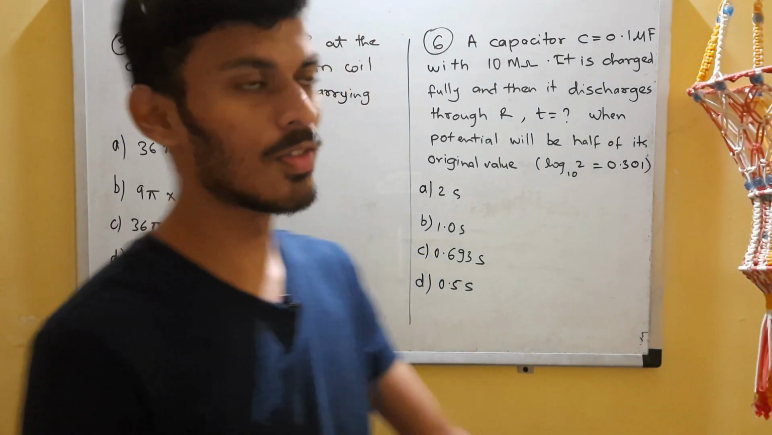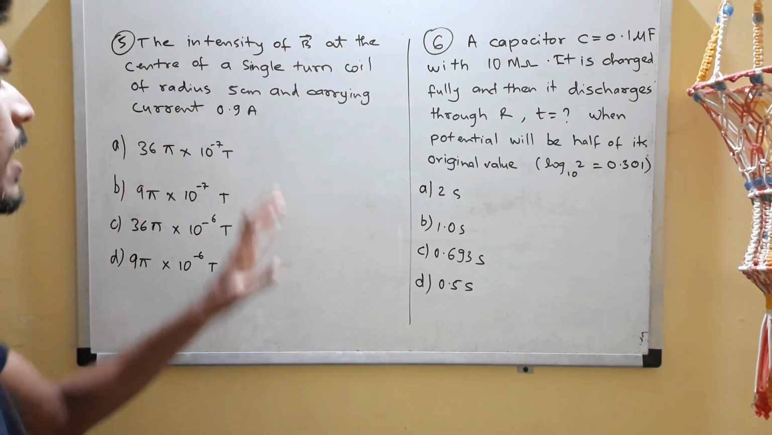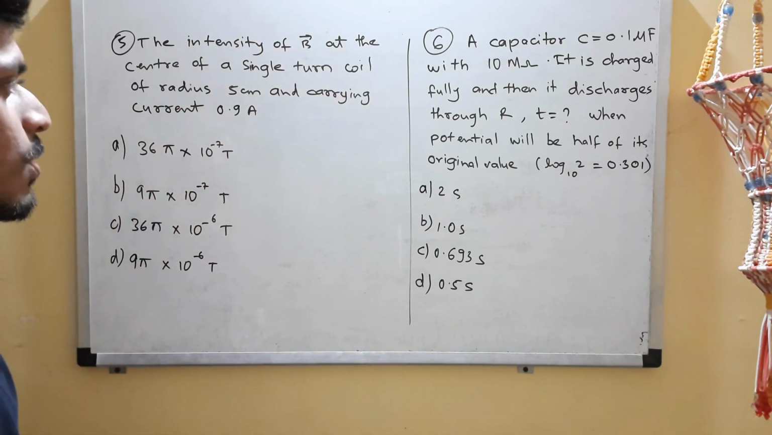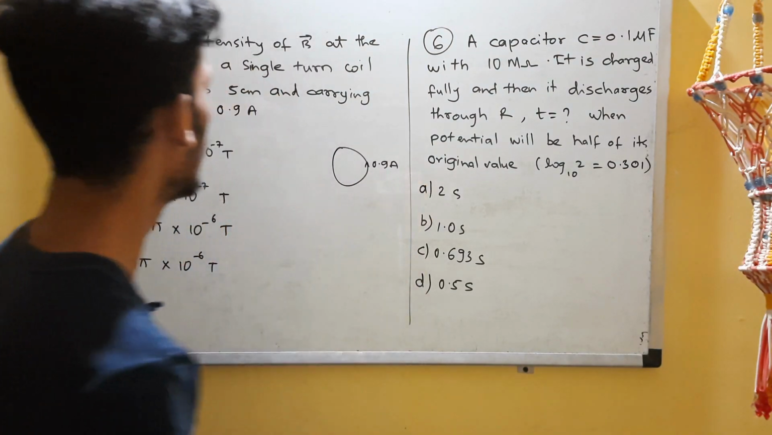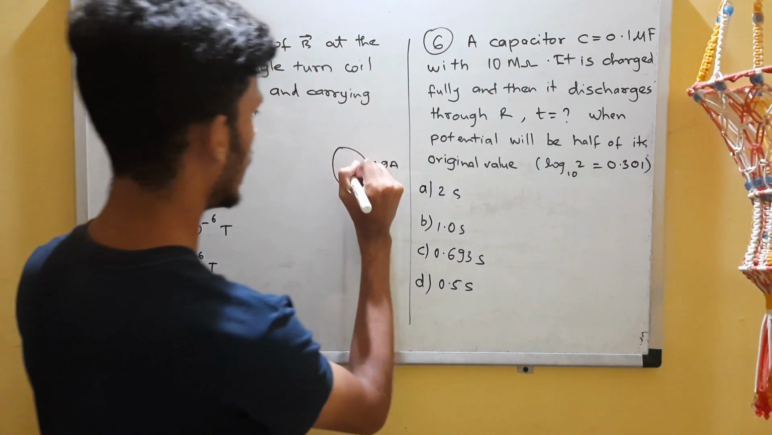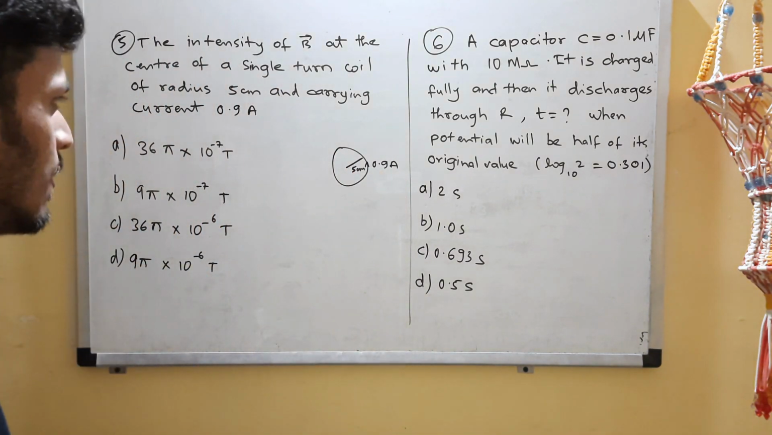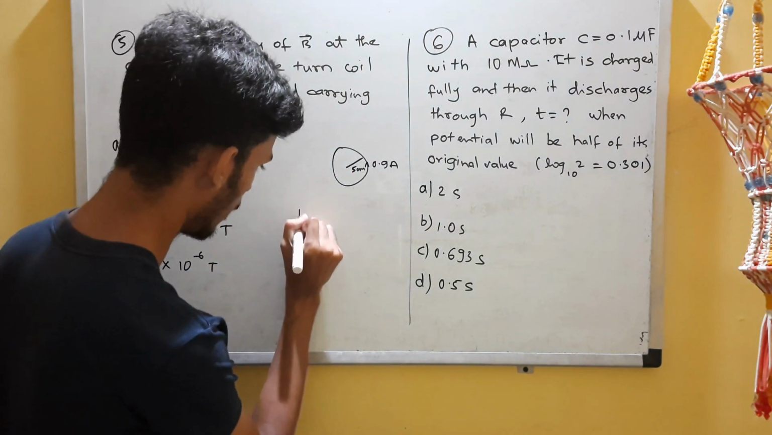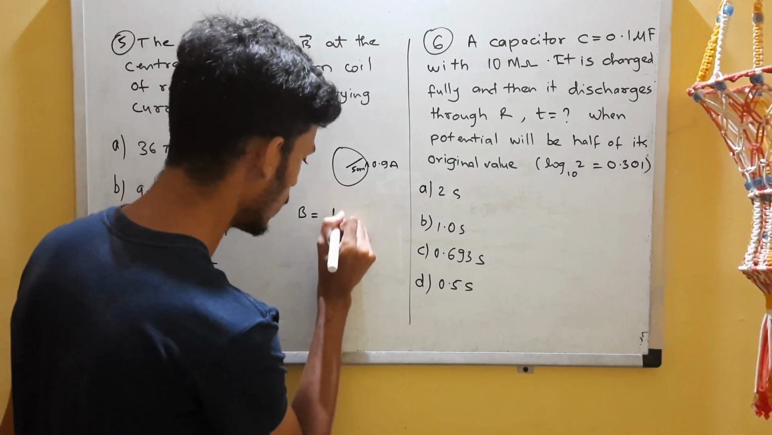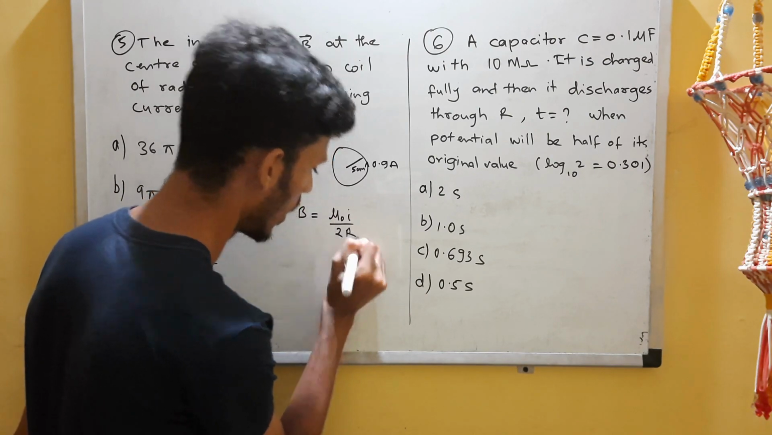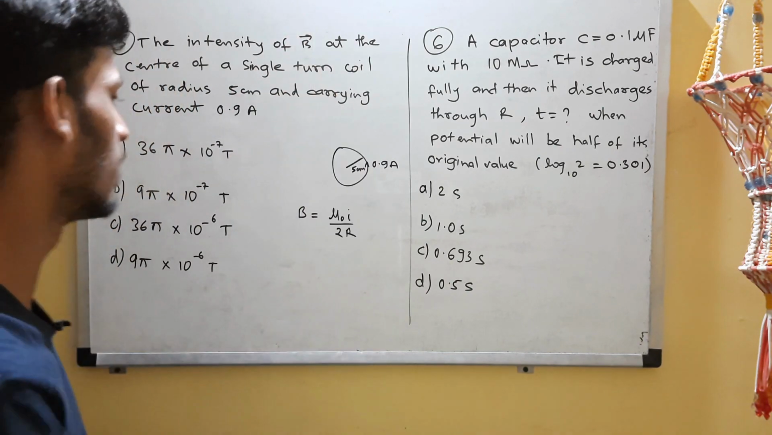So question 5 and 6 over here. In question 5, we are asked to find out the intensity of the magnetic field at the center of a single turn coil. We have a circular loop carrying a current of 0.9 amperes, and we are supposed to find the magnetic field at the center of this coil. The radius is given as 5 centimeters. Very simple question, because we directly know the formula for the magnetic field at the center. It is mu naught I upon 2r. If there were n number of turns, it becomes n times. Here the number of turns is 1.